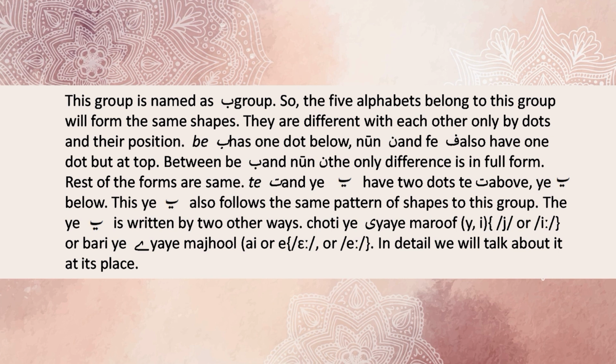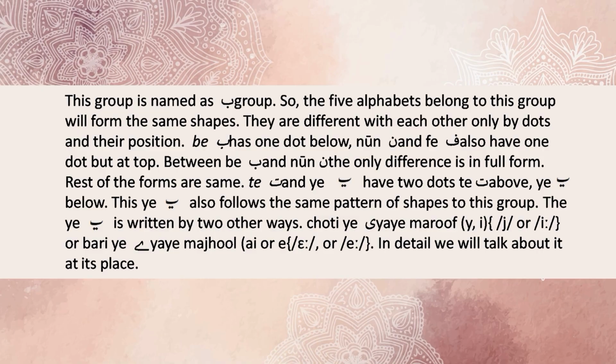We want to convey this thing to you. You have to keep it in mind that between be and ye in short forms, there is a difference of dots. It also follows the same pattern of shapes as this group. The ye is written in 2 other ways. We know choti ye, or we call it yae maruf, or badi ye, and we call it yae majhul.